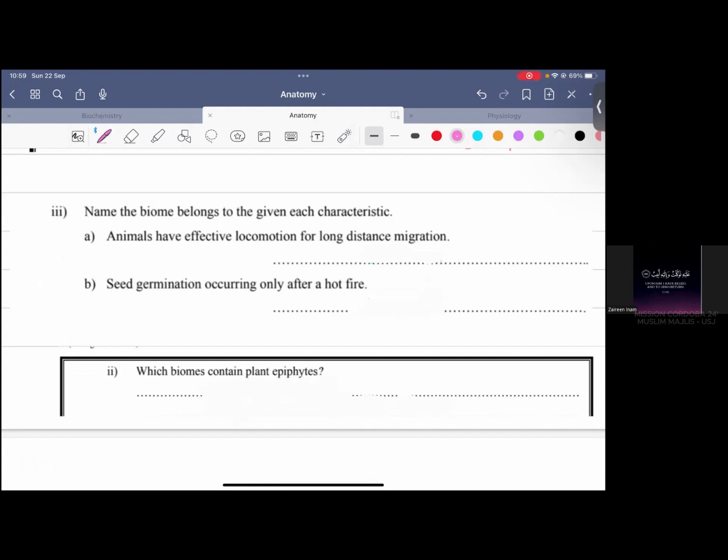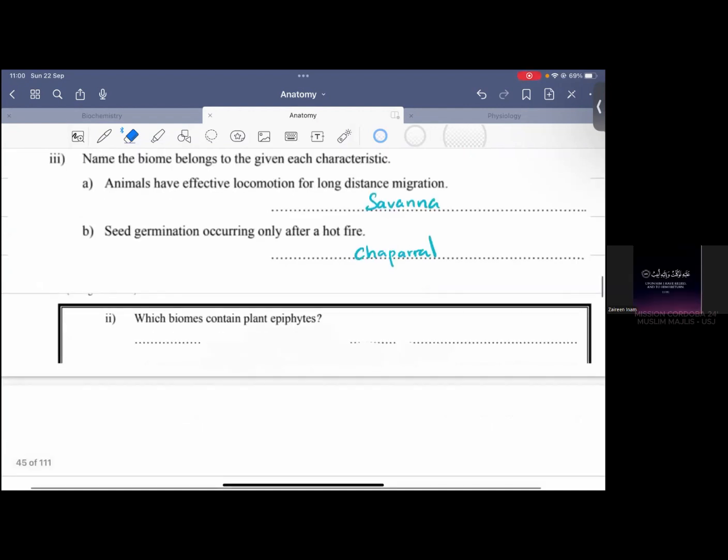Name the biome belonging to each given characteristic. Animals have effective locomotion for long distance migration. What is it? Savanna. If I see questions like this, I'll be very happy. So they have long vision also for hunting. Seed germination occurring only after a hot fire. Chaparral, yes.